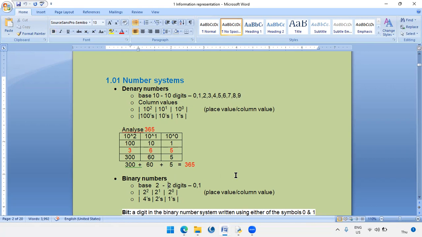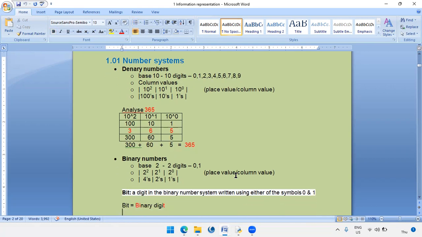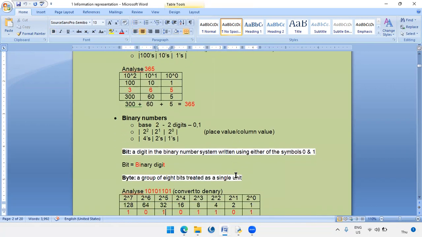Now let's get to binary numbers. Another system which is used by computers. The base 2. Then how many digits? 2. What are they?